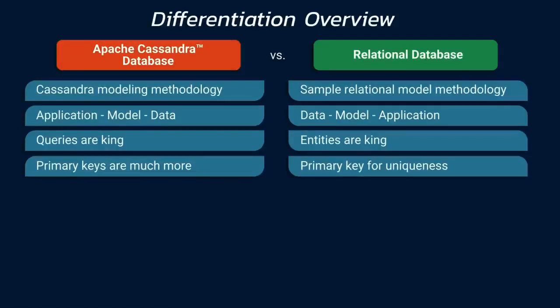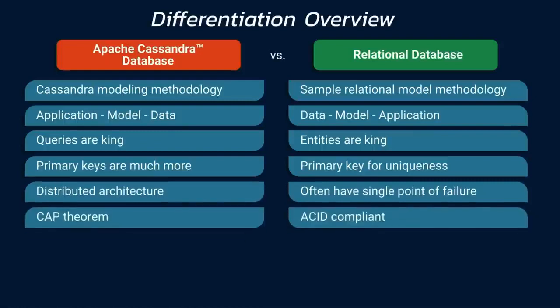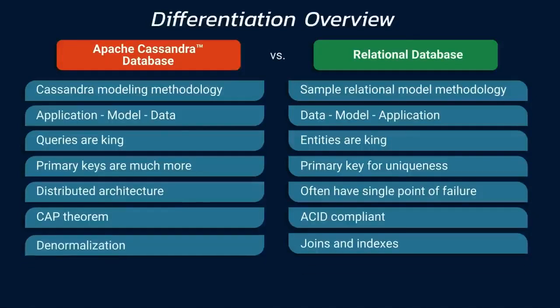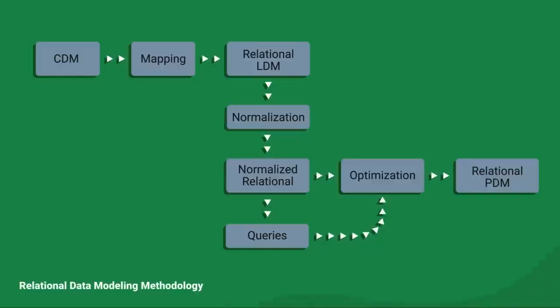In order for us to provide high performance and availability on a large scale, Cassandra uses a distributed architecture. Cassandra, by default, does not support ACID transactions or joins, but uses denormalization instead. Cassandra does not enforce referential integrity across tables.